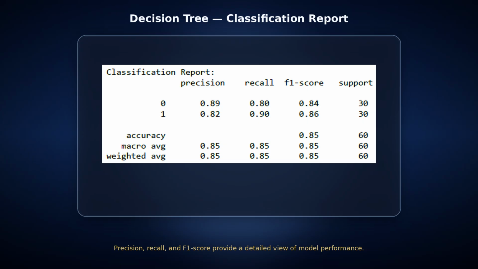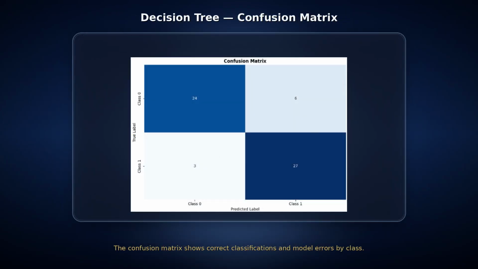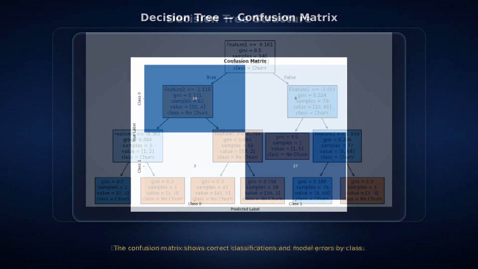Together, these metrics provide a more complete understanding of model performance than accuracy alone, showing not just how often the model is correct, but how it makes mistakes across different classes. Next, a confusion matrix is generated. The confusion matrix shows how many observations were correctly classified and where the model made mistakes. The diagonal values represent correct predictions, while the off-diagonal values represent misclassifications.